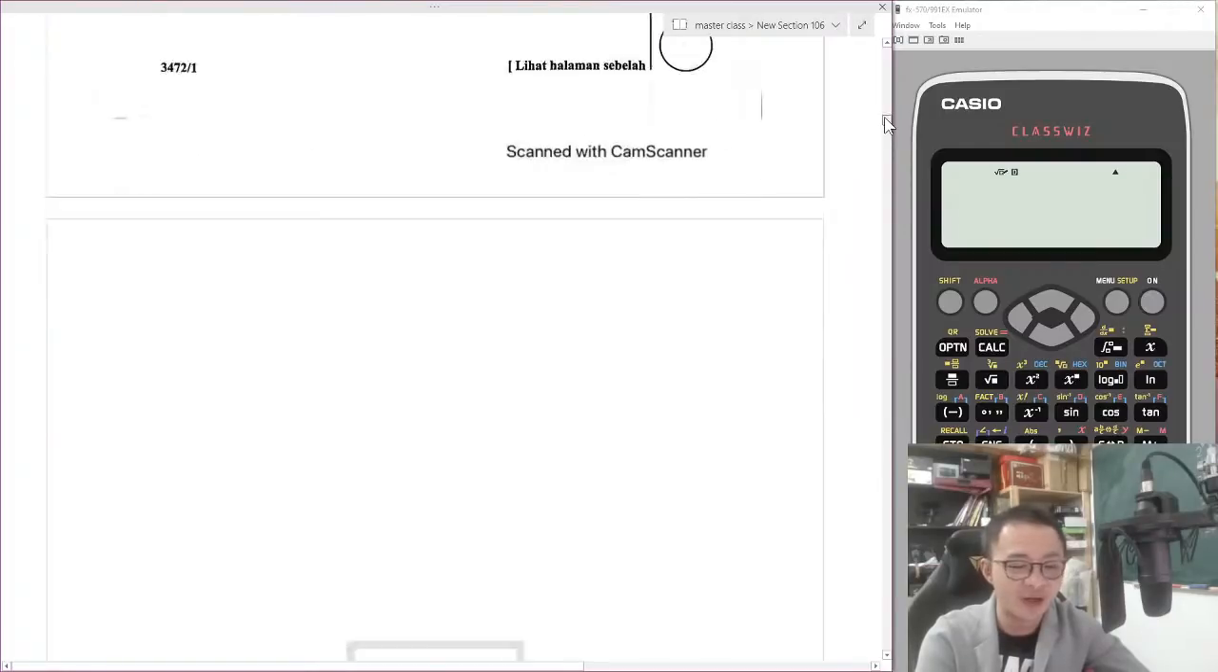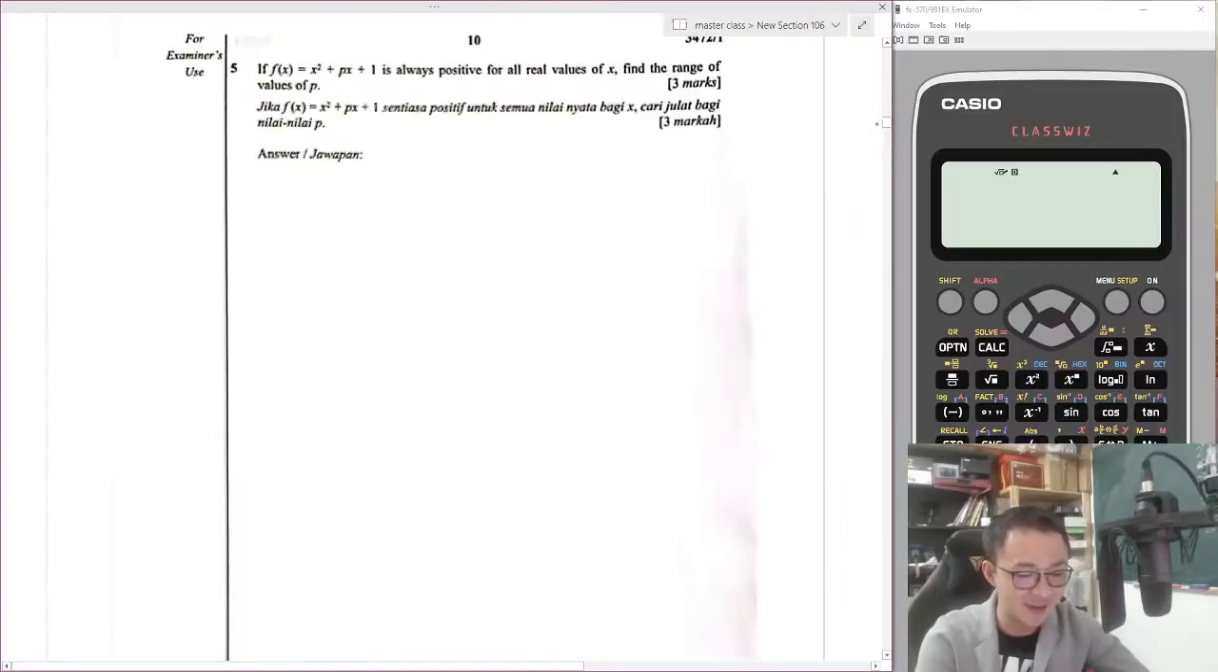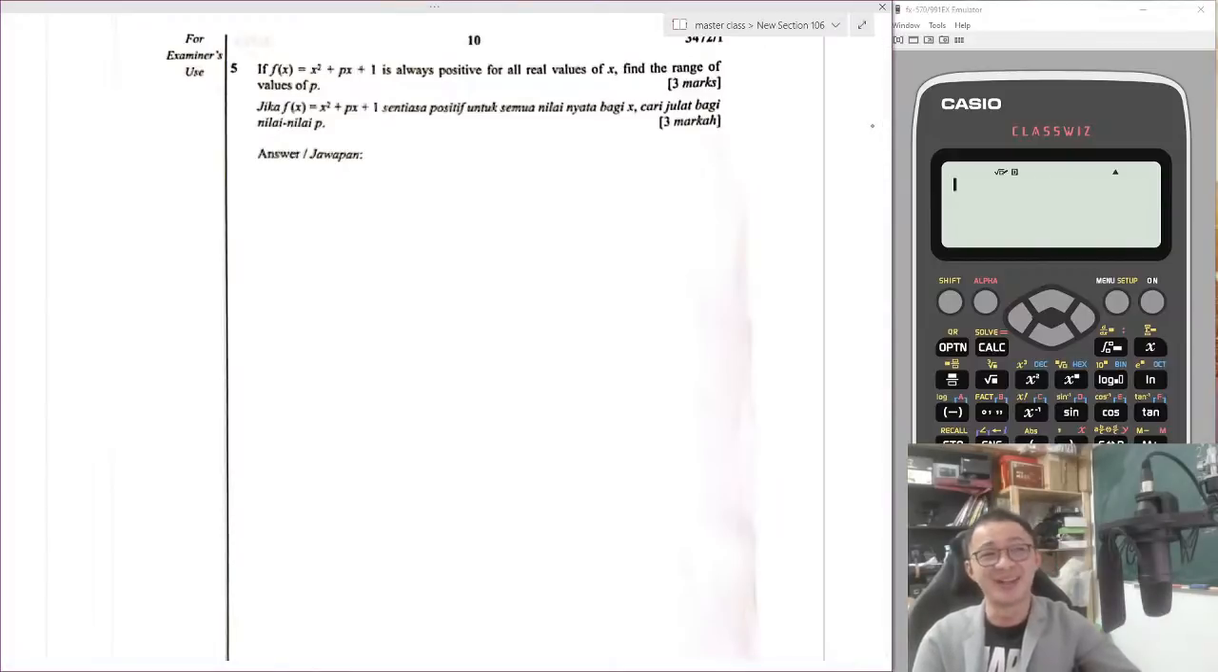Will you live before our SPM? Yeah, definitely I will live before the SPM. Yeah, this is the SPM paper. I mean, it's a state paper from State Selangor. So yeah, it's SPM syllabus.